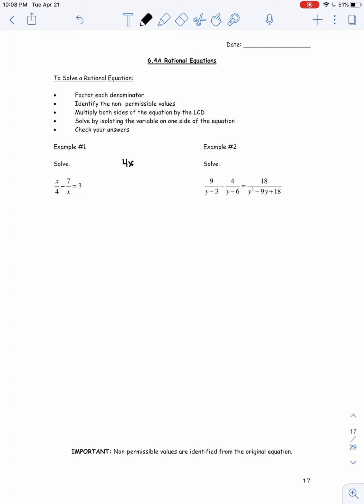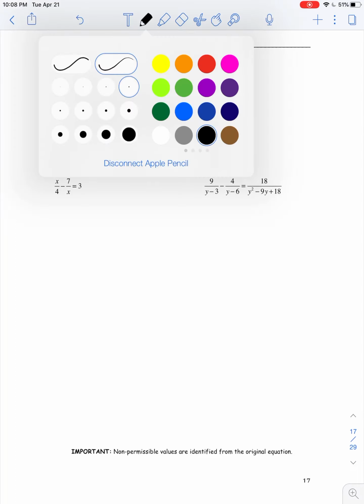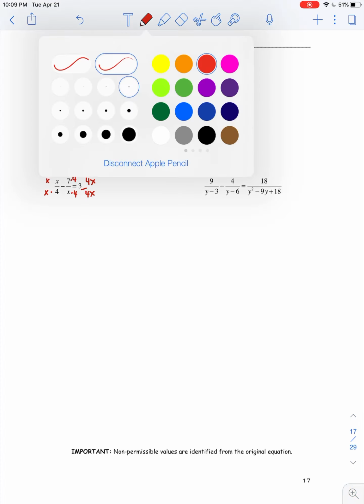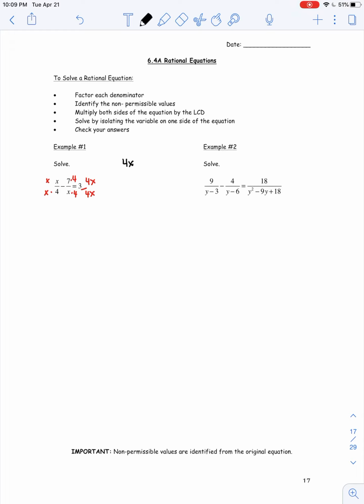So the first fraction is going to be multiplied by x, top and bottom. This one's going to be multiplied by 4. And don't forget that the right side, that 3, the bottom and the top, is going to have to be multiplied by 4x because it has nothing in the denominator. So don't forget about that. Then we have x squared minus 28 equals 3 times 4x, which is 12x. And the left side is going to be over 4x, and the right side is going to be over 4x.